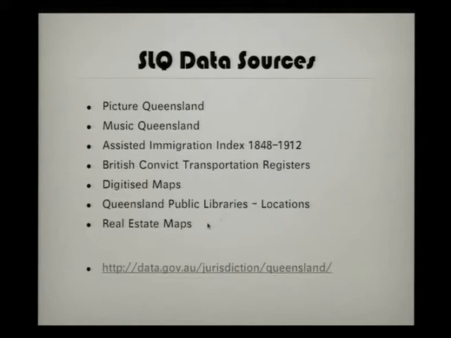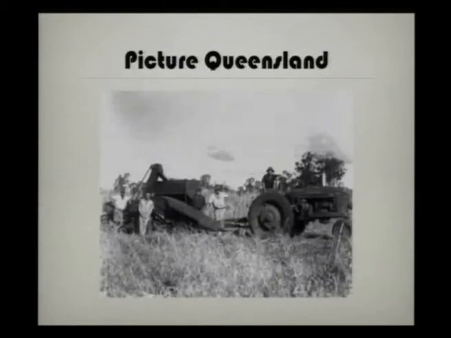There's different digitised maps that you can use, as well as you can look at where all the library locations are around Queensland, because you might want to plot something on that. And you can have a look at old real estate maps, which are really beautiful things in themselves to look at. And if you're looking at this presentation later on, you can have a look at the link here, which takes you to all of those files. But these are just some of the examples from those collections.